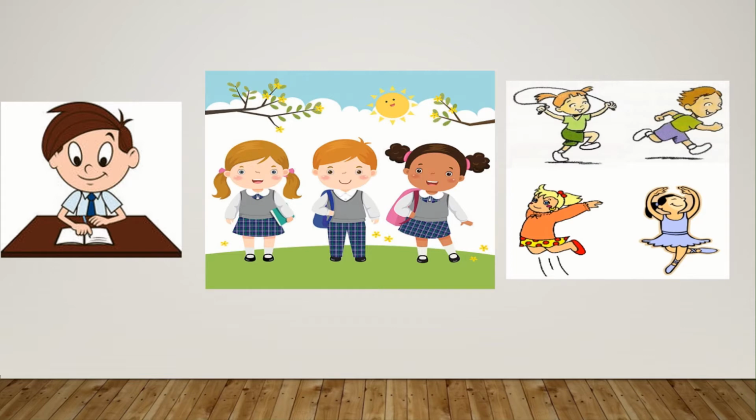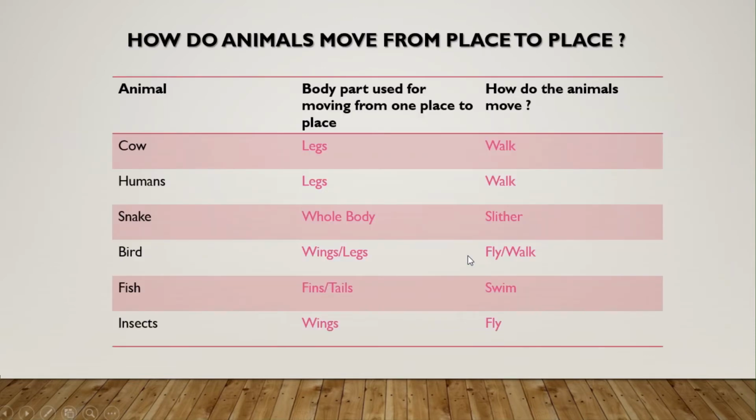So let's see how animals move from place to place by filling up the table 8.1 which is there in your textbook. Students, you have to complete that table in your textbook only. So, cow, humans, they use legs to walk, whereas the snake uses its whole body to slither. Bird uses wings or legs to fly or walk. Fish uses fins or tails to swim. Insects use wings to fly.